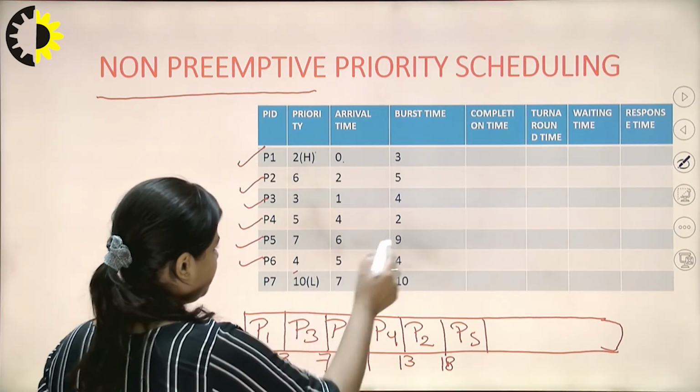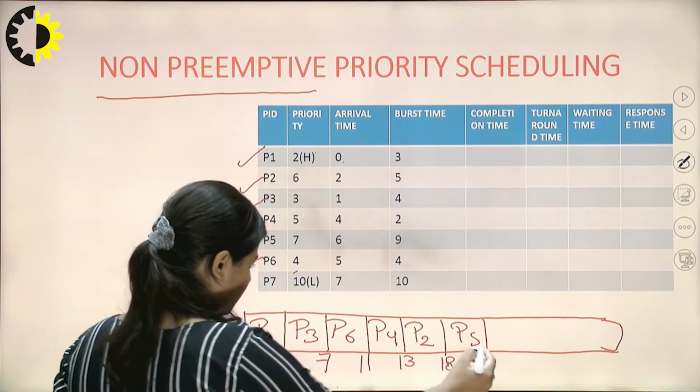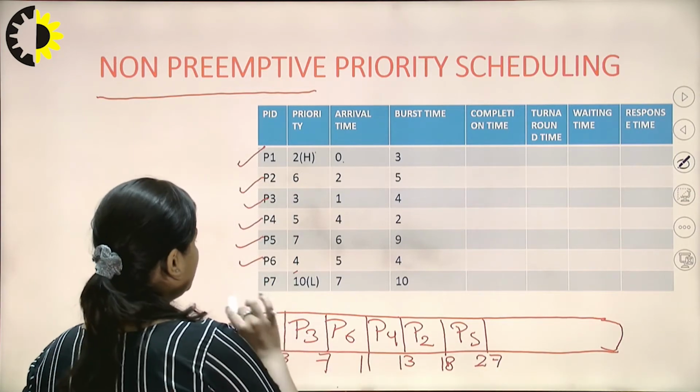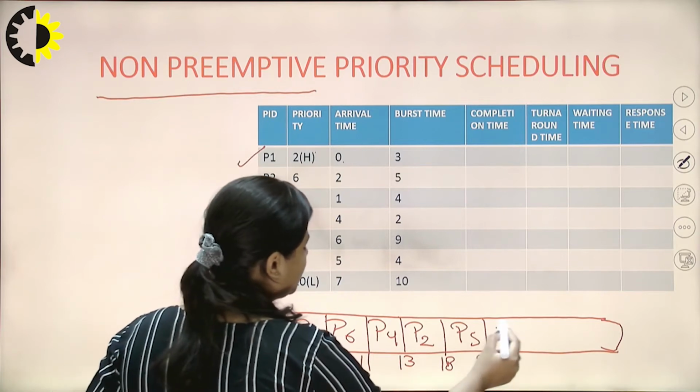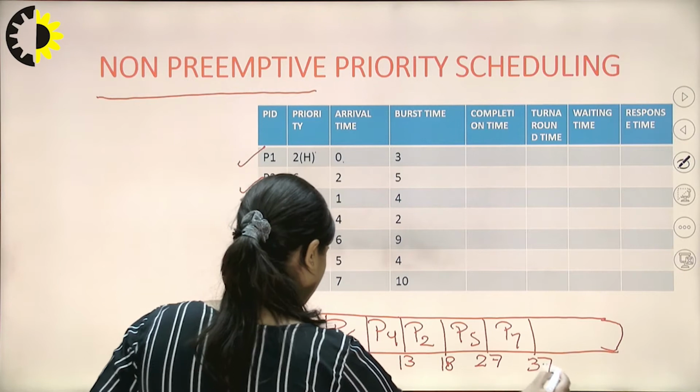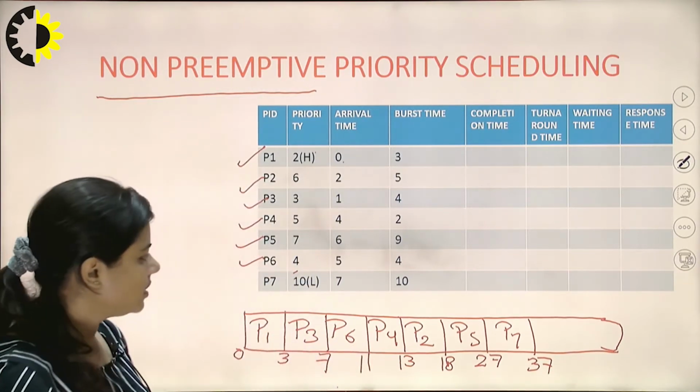P5 is requiring 9, so now we have 27. Again, we are only left with P7. So now P7 will have the CPU for 10 time, which means the total is 37. So this is our Gantt chart.